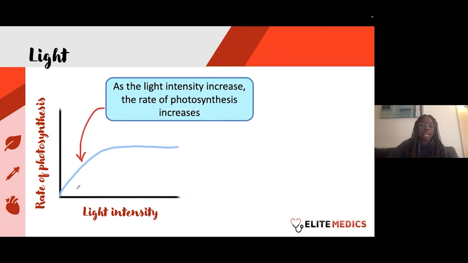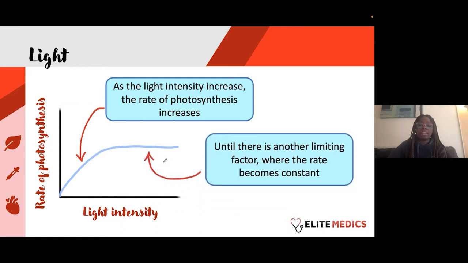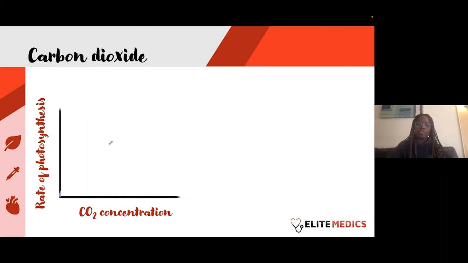So like I was explaining, as the light intensity increases, the rate of photosynthesis increases, until there is another limiting factor where the rate becomes constant. So now, no matter how much I increase, say lights are measured in watts, if I'm going from 0 watts to 10, 20, 30, and say this is 30, as soon as I get to this point, even if I increase all the way to 100, 110, maybe even 1,000, it's not going to make a difference, as this has become the limiting factor. So something else has to change for the rate of photosynthesis to increase.